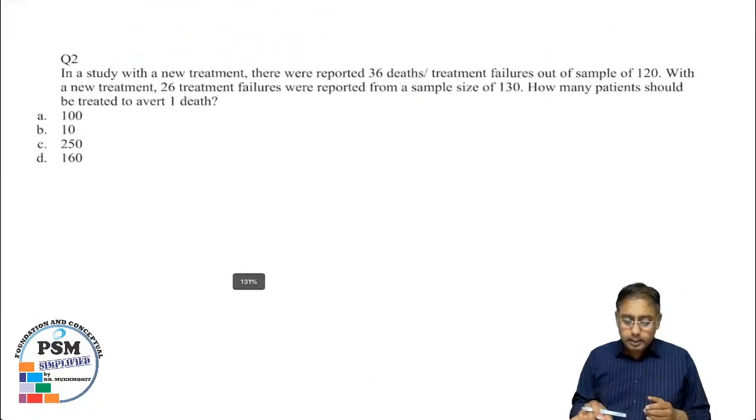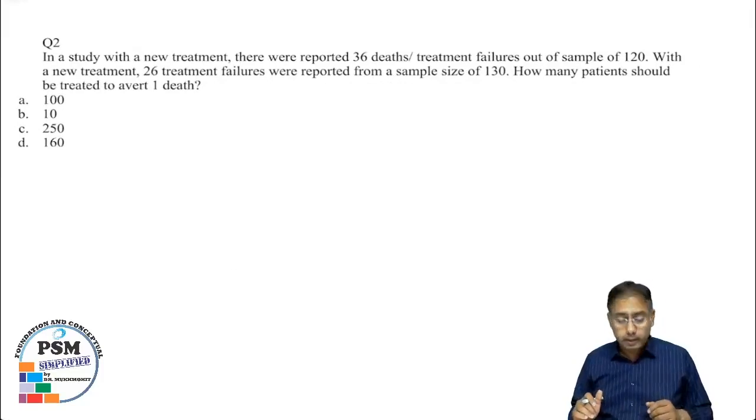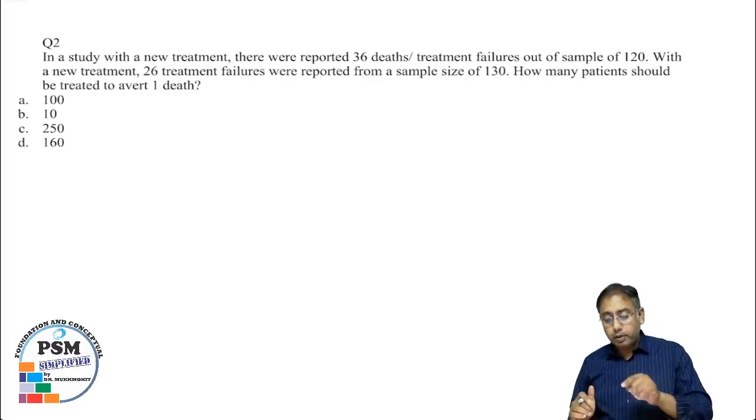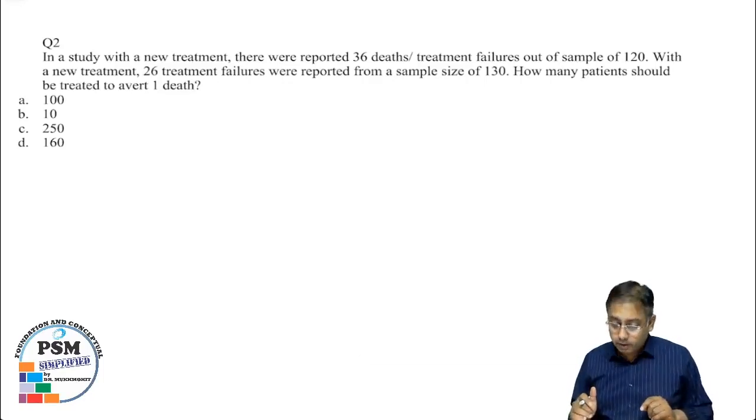Let us look at question number 2 very quickly. In a study with the old treatment, 36 deaths or treatment failures were reported out of a sample of 120. With a new treatment, 26 failures were reported from a sample size of 130. How many patients should be treated to avert one death?